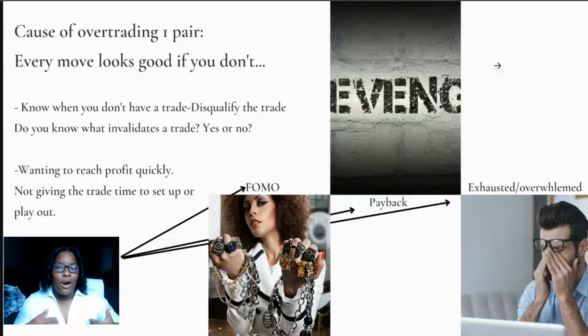Let's talk about the cause of overtrading one pair or however many other pairs that you have been trading. Because here's the thing, when you first get into trading, every move may look good if you don't know these few things. If you don't know when you don't have a trade, okay? One thing I teach people is to disqualify the trade immediately. Give the reasons why the trade does not look good. Give the reasons why you should not be entering the trade. And my question to you guys is, do you know what invalidates?